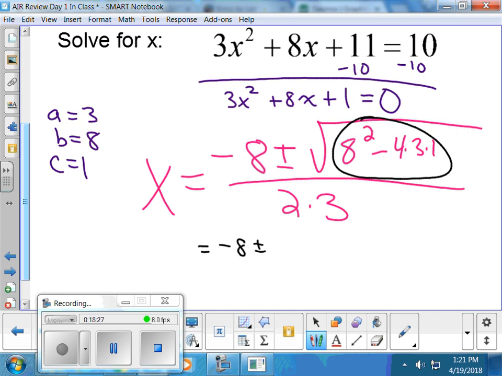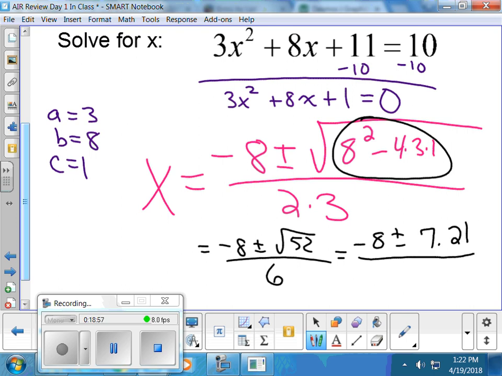So I would type in 8 squared minus 4 times 3 times 1. Of course, I messed up and I put a multiply sign where I wanted a minus sign. That gave me 52. I normally do my 2 times 3 in my head, so that's 6. That's easy. All right, we can go ahead and square root the 52. That guy was called our discriminant. That gave me the 7.21.